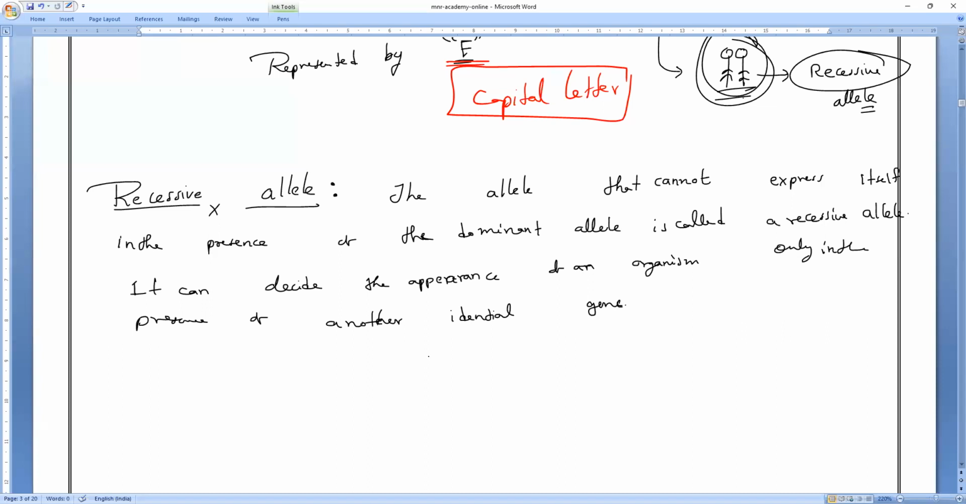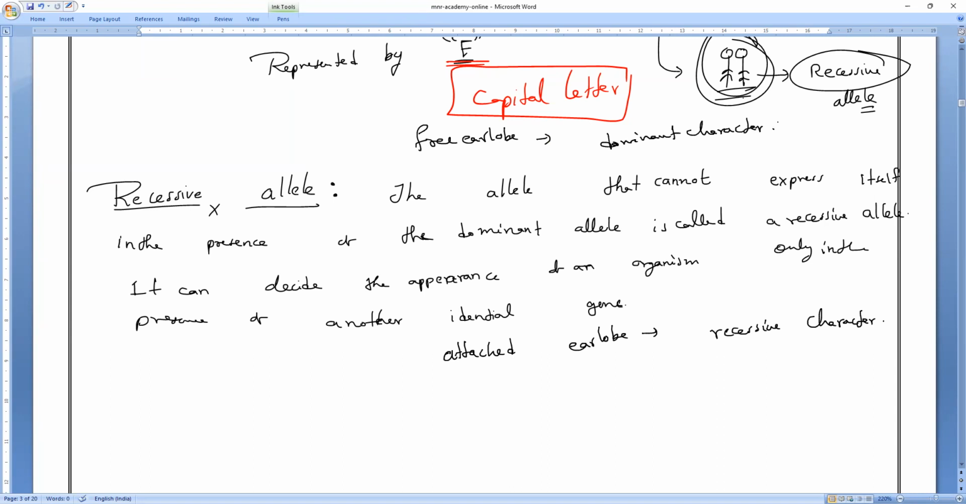Attached earlobe is a what actually? It is a recessive character. Recessive character. Free earlobe is a what? Free earlobe. Dominant character. Dominant.